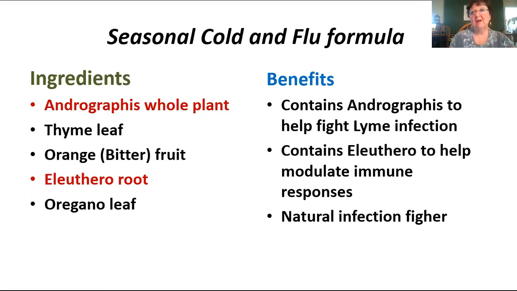Thyme leaf, which I'm growing myself. I love to add thyme to soups and that. Bitter orange, eleuthero root, oregano leaf. I both grow thyme and oregano in my garden, and I love to add it to different things. But here's a product that has the right ingredients at the right amount.